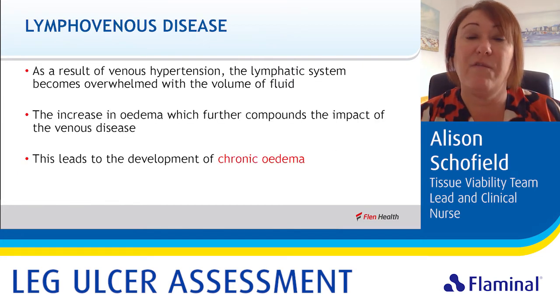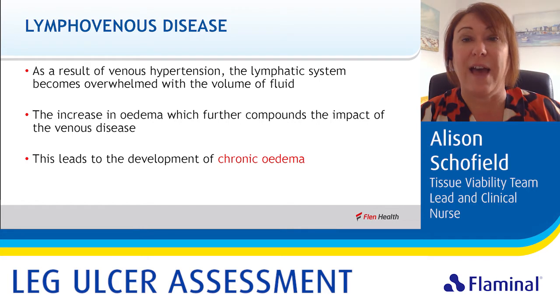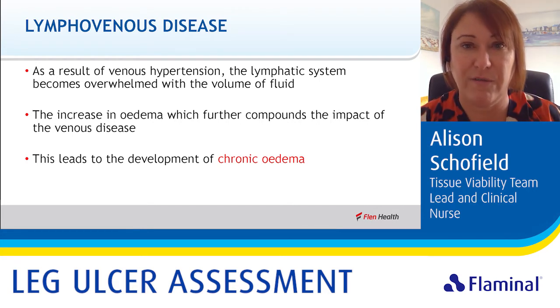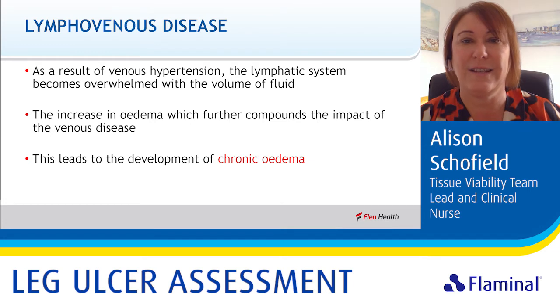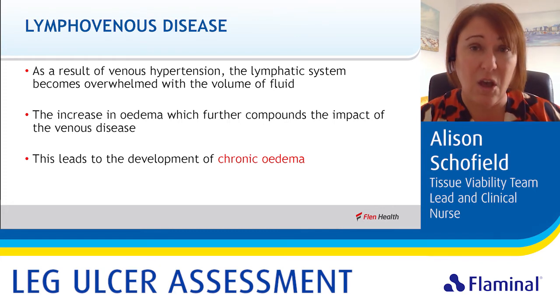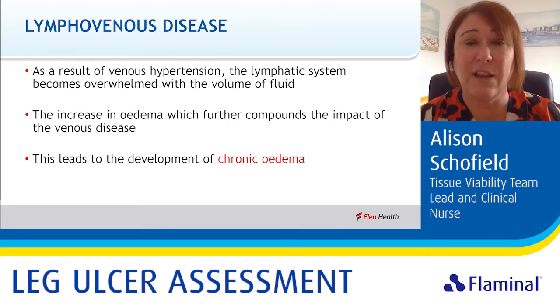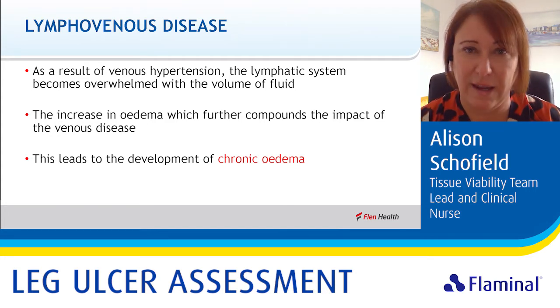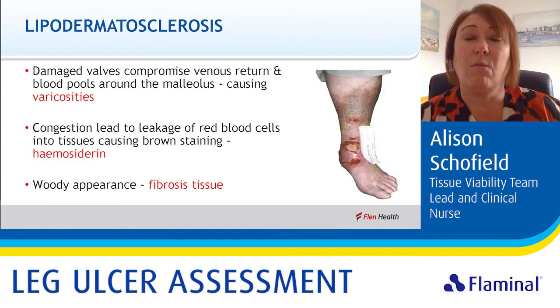So we can get lymphovenous disease as a result of that venous hypertension from the diagrams we've just looked at, because the lymphatic system also becomes overwhelmed with the volume of fluid. And then this is when we start to see edema or swelling in the legs and feet occurring. So this further compounds the impact of that venous disease, and if we don't treat edema early enough, then it can lead on to a chronic edema, and we'll look at some of the signs and symptoms of how that can appear too.